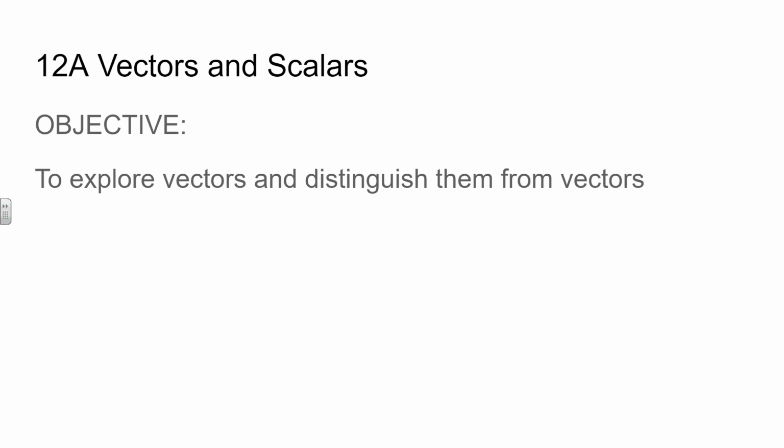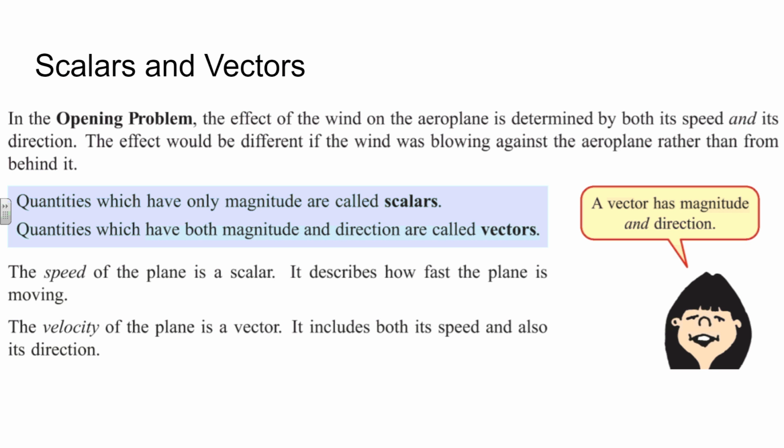So let's take a look at what vectors are, what scalars are, and how we can tell the difference between them. It says in the opening problem, the effect of the wind on the airplane is determined by both its speed and its direction. The effect would be different if it was blowing against the airplane rather than from behind it. So that's kind of like if you go out for a bike ride and you're going along pretty good, and then all of a sudden you turn around to come home and whoa, there's that wind in your face there. Obviously, that's going to really affect how much energy you have to put forth to make your way back home there.